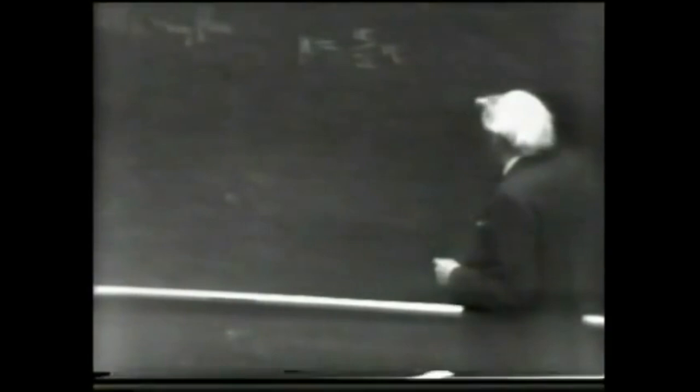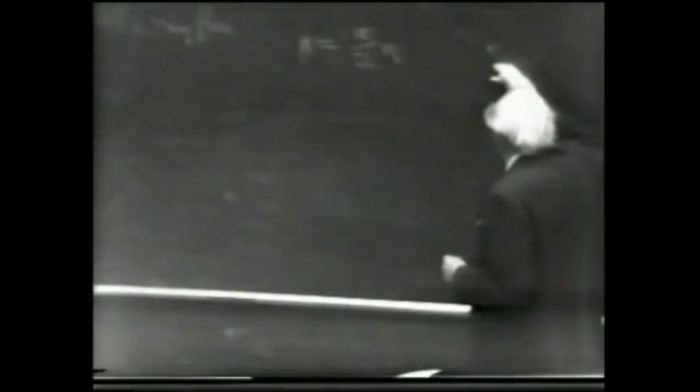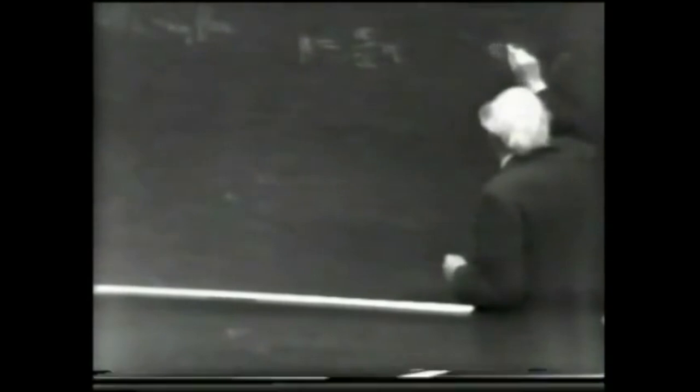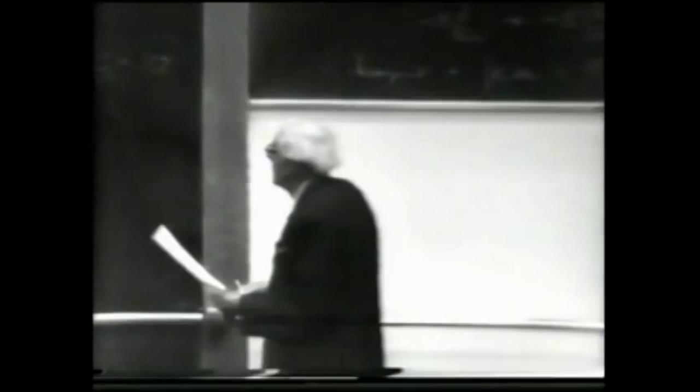So, you may use the experimental result, e squared over hc, which is 1 over 137. This is the number: mu equals hc over 2e times n.